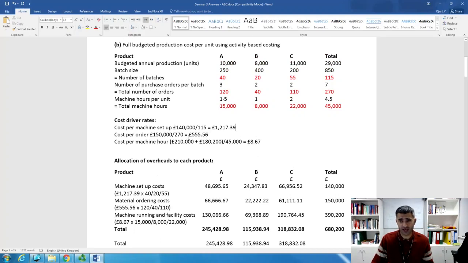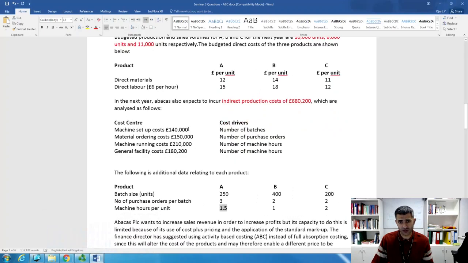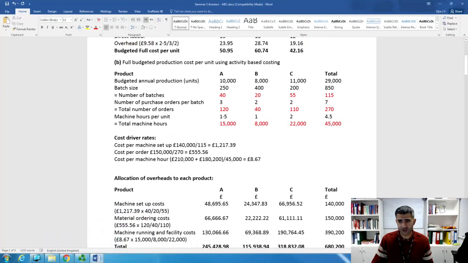It's very simple, as we mentioned. So the cost for each divided by the activity level. So if you talk about machine cost, if you look at the cost of machine cost is £140,000. You need to divide by number of batches, and if you look at the number of batches is 115. Can you see?